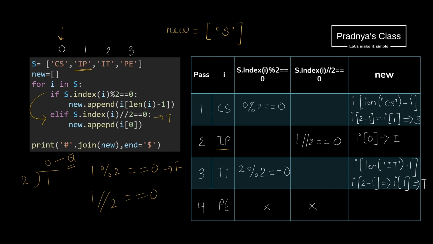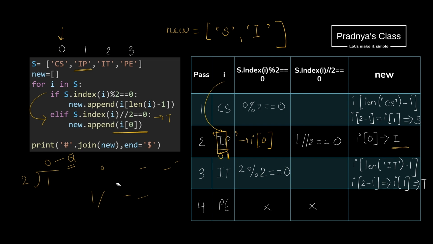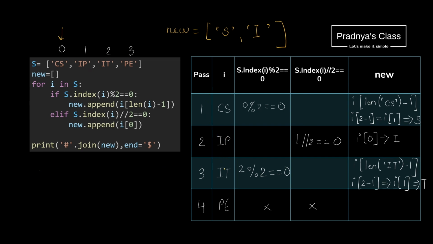It means the second condition evaluates to true. Let's check out what we are doing in the elif part. Here we are taking I of 0. In the second pass, I is nothing but IP. Then with I of 0, what will we get? The character which is at index 0. It is nothing but I. It means I will get appended to the list. So after S, I will get added to the list. Now let's move ahead to the next pass. In the third pass, the value of I is IT.